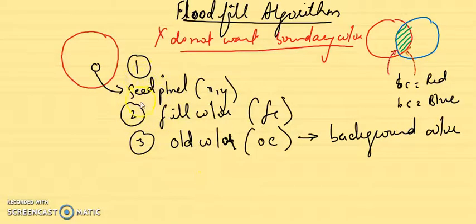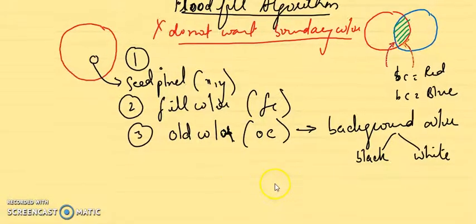So these are the three things that I need. I repeat, I need a seed pixel x comma y to start with. Second, I need a fill color FC, the desired color with which I'm going to fill the region. The third is the old color, that's OC, that is nothing but the background color, right? Ideally, your background is either black or white. If it is anything else than that, then you could put that color there. Okay, so this is what I need for the flood fill algorithm, right?